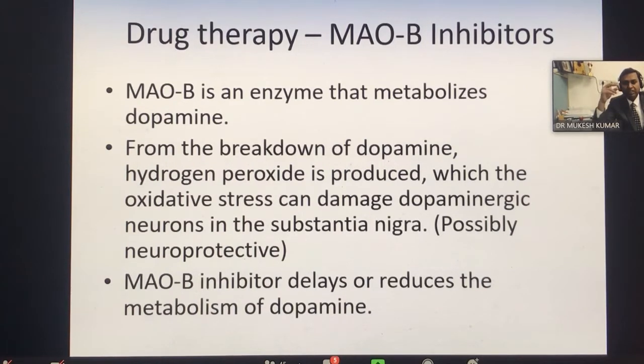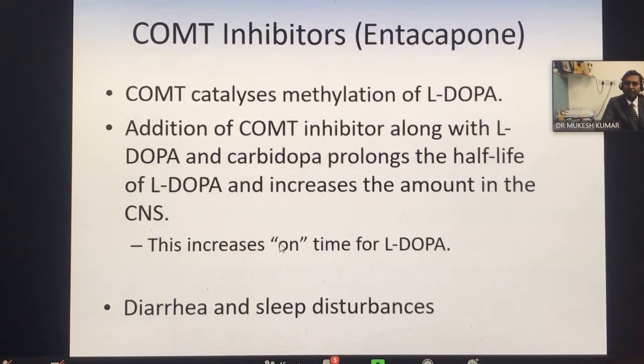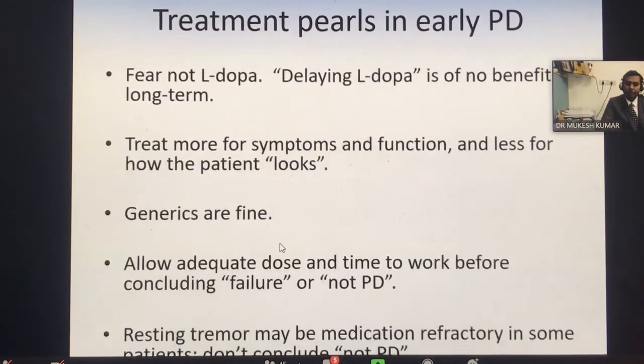To increase this up to 10 to 12%, we need enzyme inhibitors: particularly carbidopa, a dopa decarboxylase inhibitor, then an MAO-B inhibitor, and a COMT inhibitor, catechol-O-methyltransferase inhibitor, which is entacapone. That will overall lead to availability of dopamine in the brain up to 10 to 12%. So entacapone increases the overall on effect of levodopa.